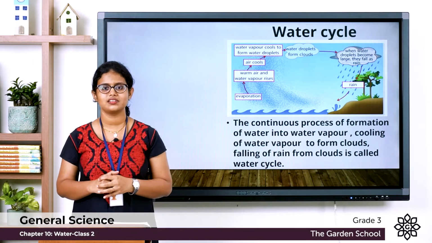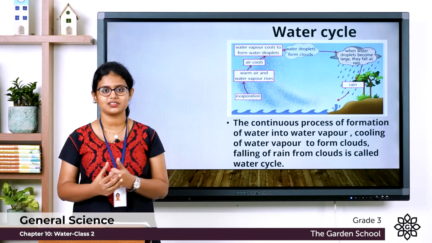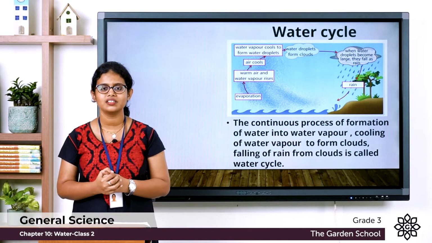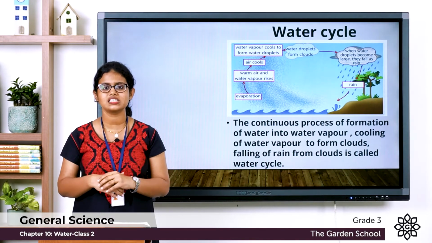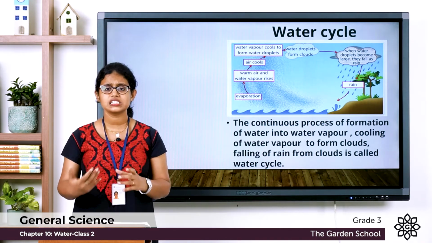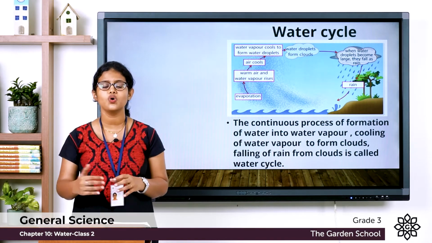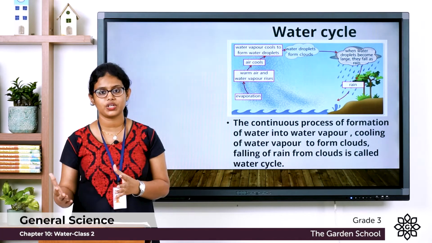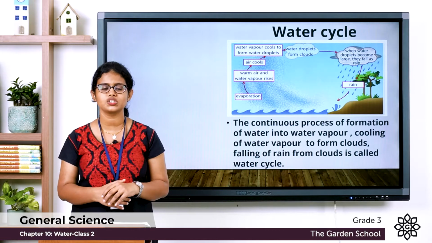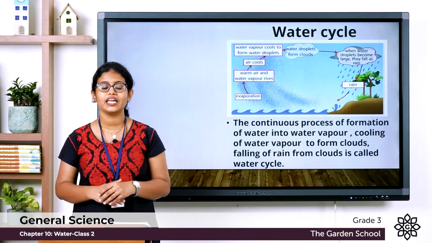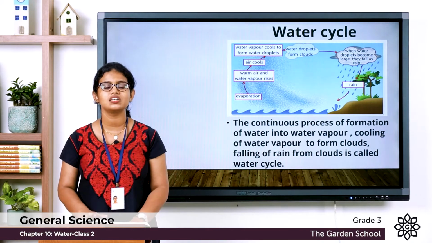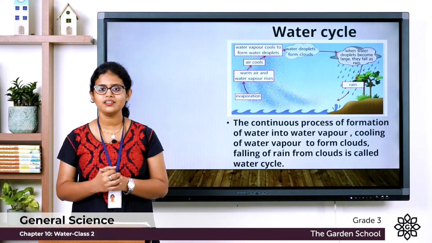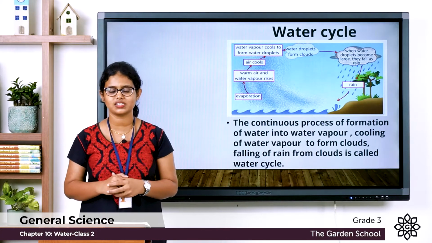We know that the sun produces heat, and because of this heat, the water that is present in rivers, lakes, oceans, seas changes into water vapor. And that process, we call it evaporation, the process by which water is changed into water vapor. The water vapor mixes with the air and it rises upwards.